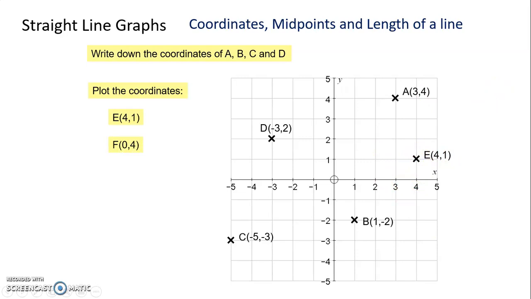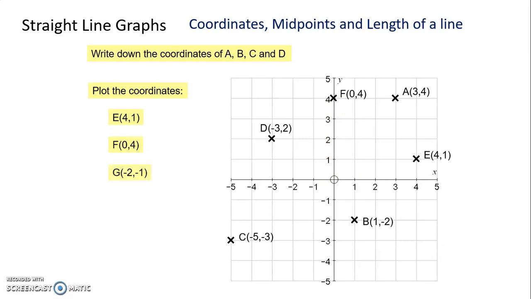Next, F, 0, 4. Okay, a bit trickier this one because we've got x is 0, so here is where x is 0. So this point is going to be sitting actually on the y-axis where y is 4. So your finger should be right where that cross is, that has an F mark next to it.